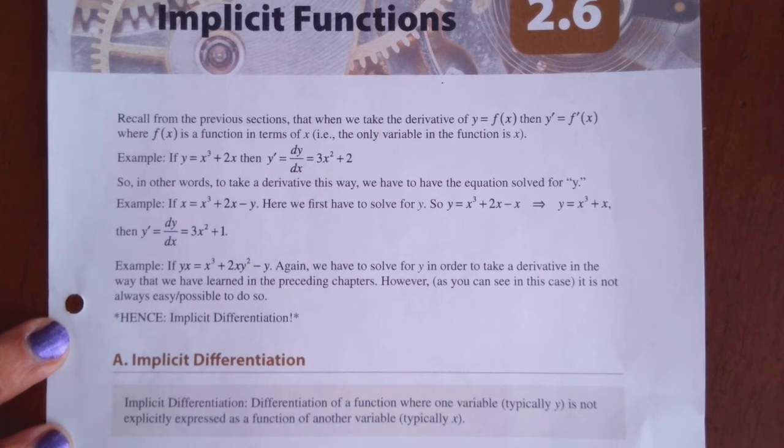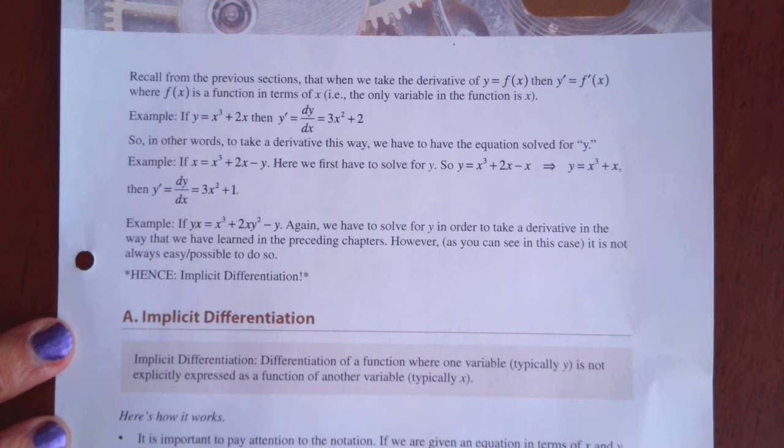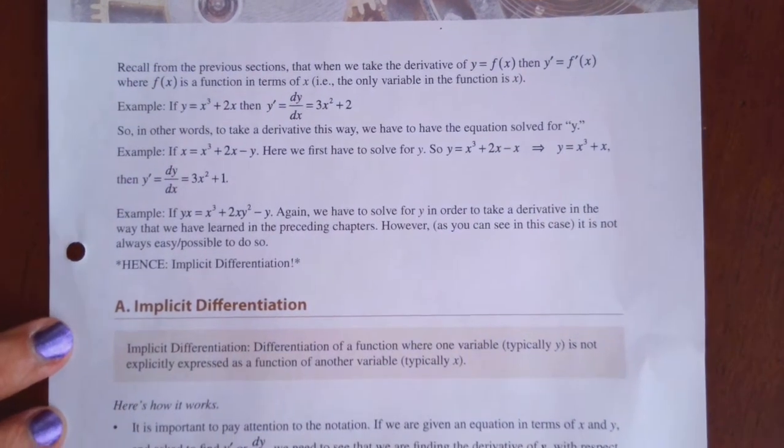We can still find points on them. We can find the slopes of the tangent lines at those points. But the difference is that it's not a function. And if it's not a function, then that's what we call implicit. These are implicit relations, an implicit relationship between these variables.